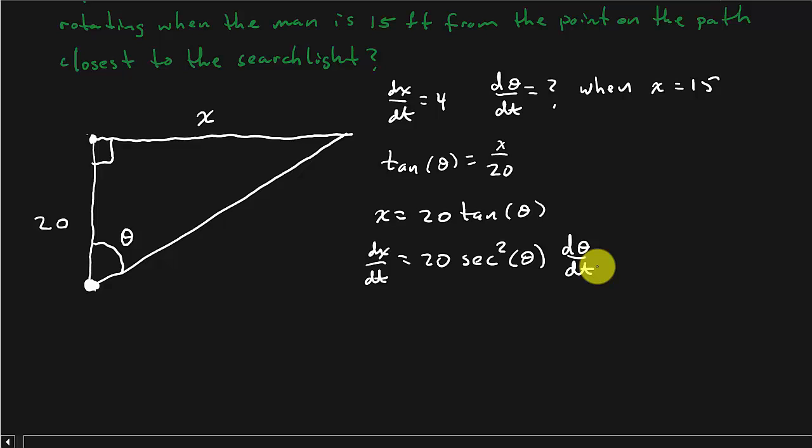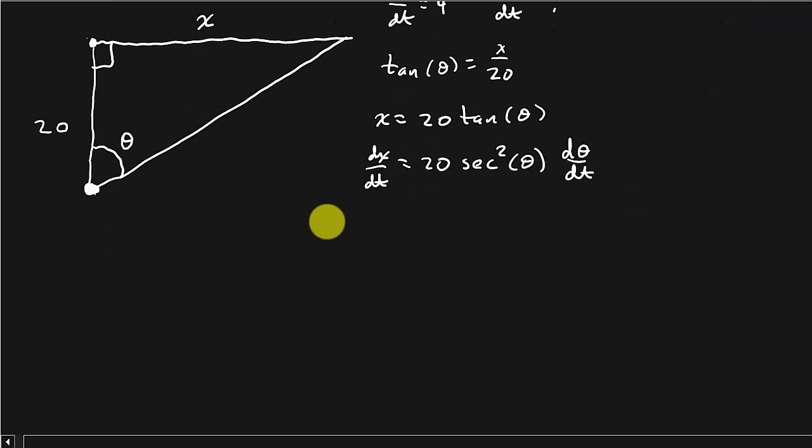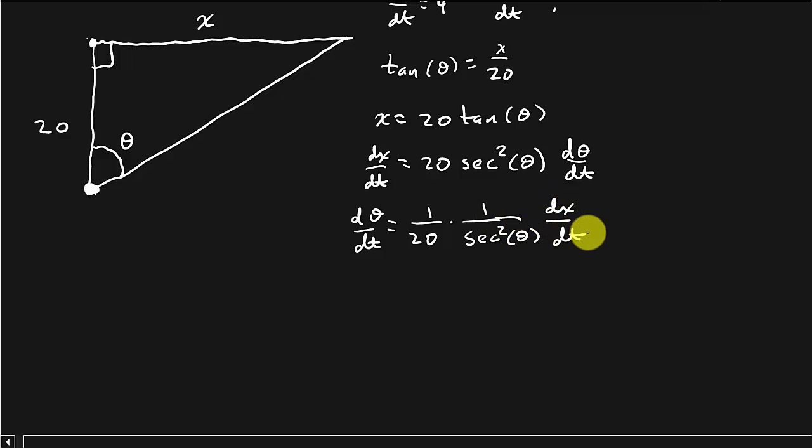Now, what are they wanting to know? They're wanting to know d theta dt. So if I divide both sides by 20 secant squared, that gives me d theta dt is equal to 1 over 20 times 1 over secant squared theta times dx dt. And so d theta dt is equal to 1 over 20 cosine squared theta times dx dt. Remember, 1 over secant is cosine.